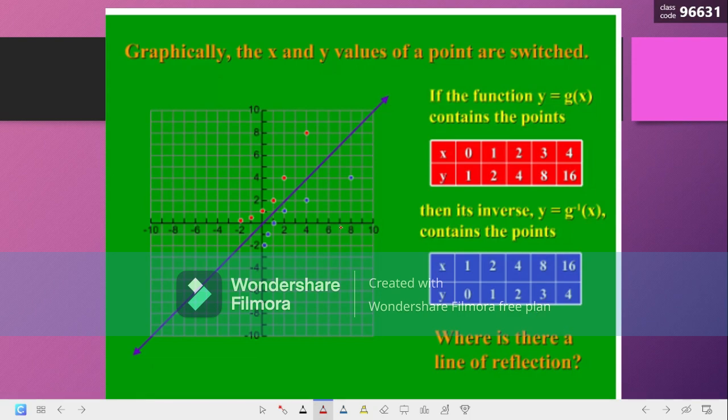If we plot the points for this red table of values, we have it here. And for the blue table of values, we have it here. And remember, this is our graph of y = x. This is our reference graph to show the symmetry of the two functions that are the inverse of each other. As we can see, there is simply a reflection.